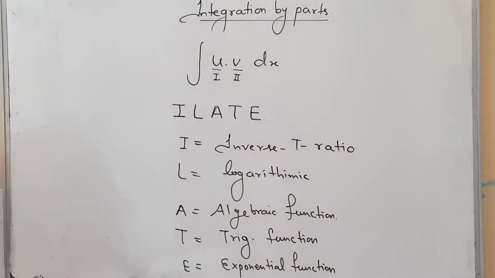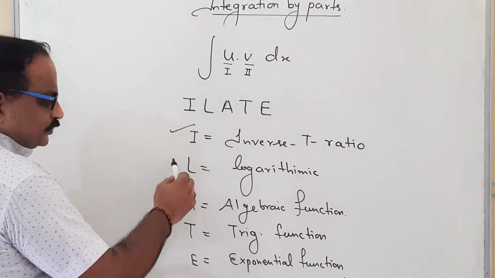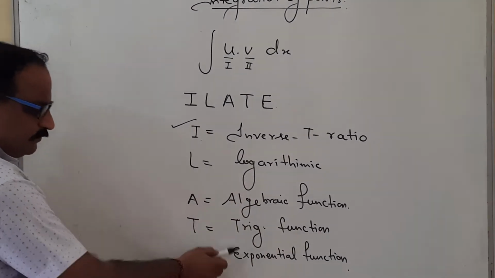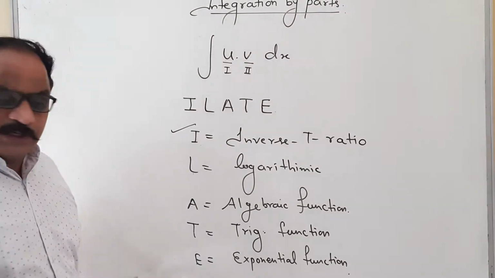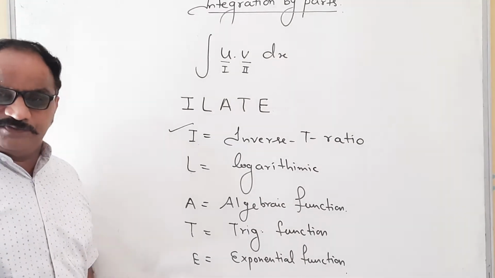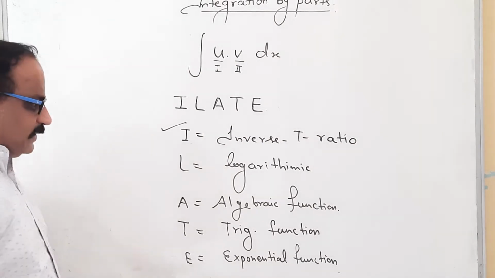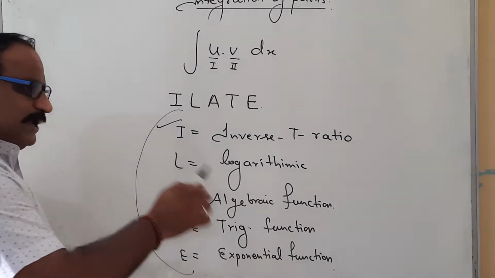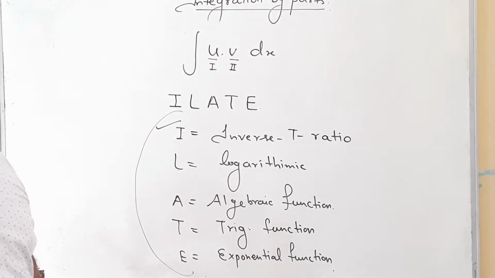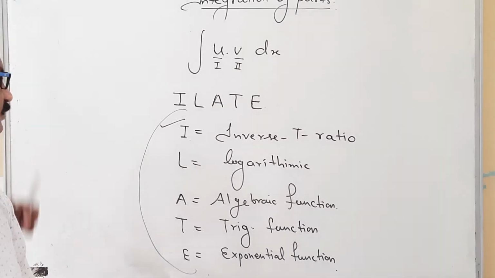So there is the principle ILATE. I repeat: I for inverse trigonometric, L for logarithmic, A for algebraic, T for trigonometric function, E for exponential function. And the rule says the function which comes first in the sequence will be treated as first, and the function which comes later will be treated as second. But the basic principle for adopting the ILATE principle is again the same as I told you: the first function must be differentiable and the second function must be integrable. So that's the theory behind integration by parts.